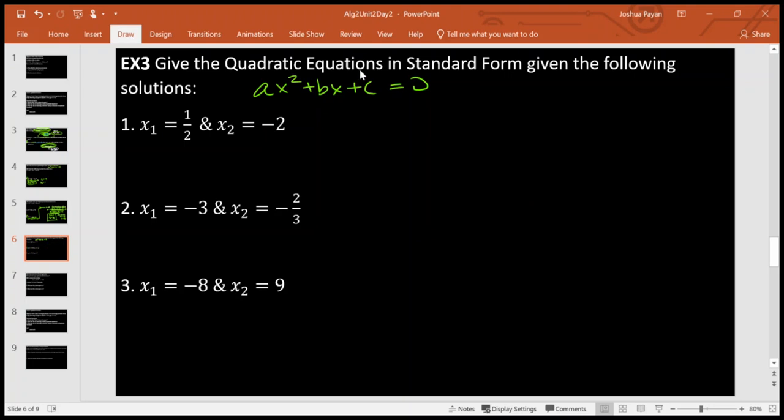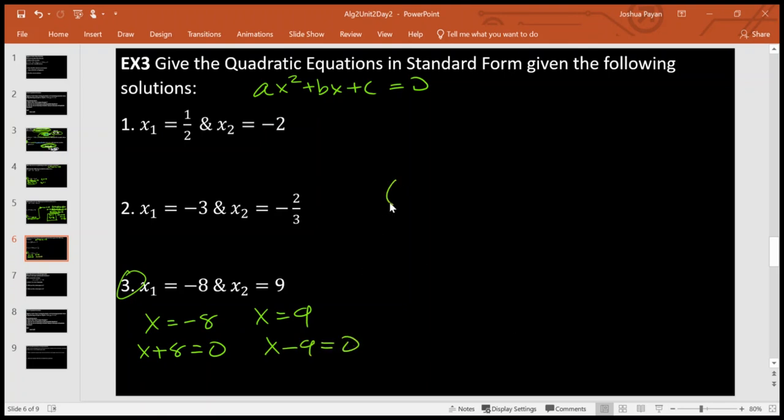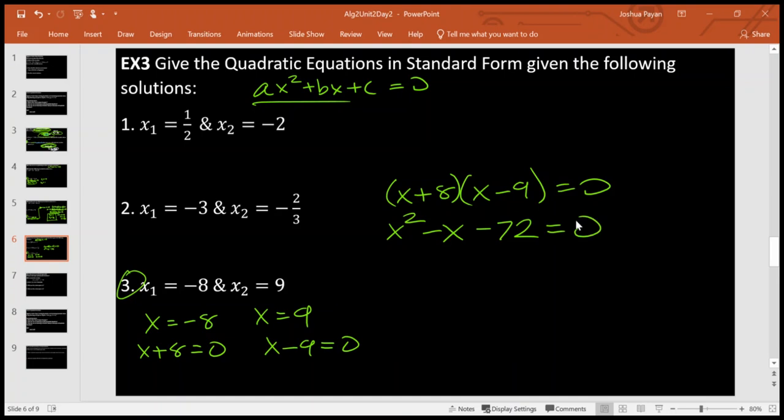We see that we have x equals -8 and x equals 9. So on the left, it's just x plus 8. On the right, it's just x minus 9, which means my two binomials are x plus 8 multiplied by x minus 9. Those are my two factors of my standard form quadratic that have these two solutions. We're just going to FOIL. So x squared plus 8x minus 9x, so minus x minus 72. And we're done. Okay, so pretty straightforward.